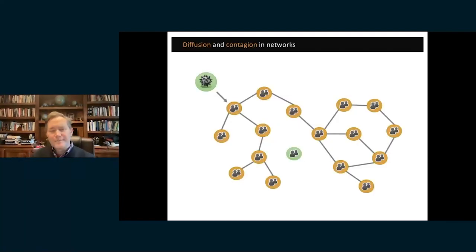Another important phenomenon is diffusion and contagion. Social network researchers use this in a couple of different ways. You can think of a disease and how it spreads through a network: the first person gets it, two people connected to them get it, then it spreads to the next group, and the next group, and the next group. The only person who doesn't get it is this person in green, who is an isolate.